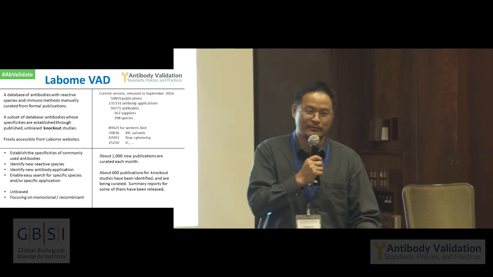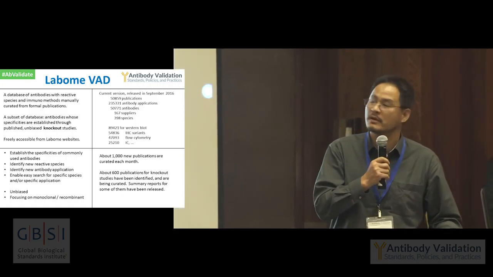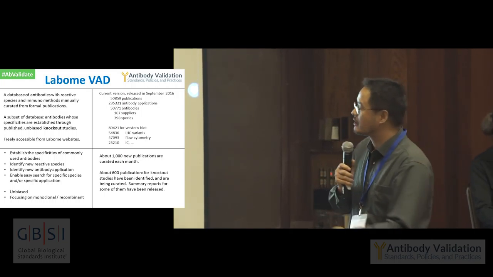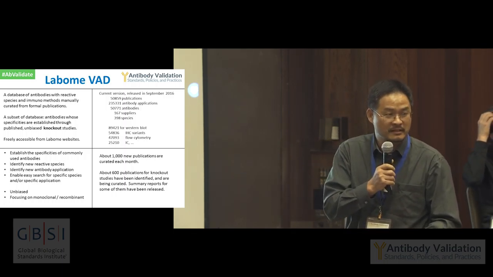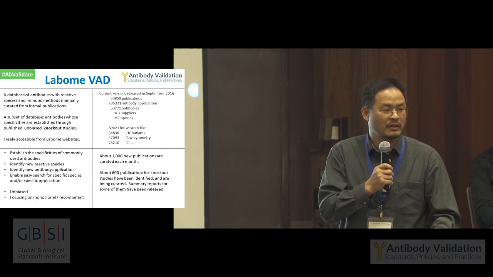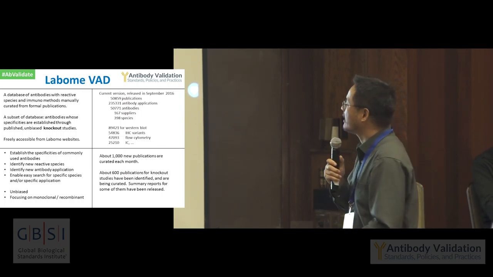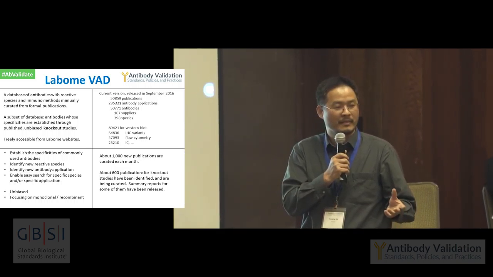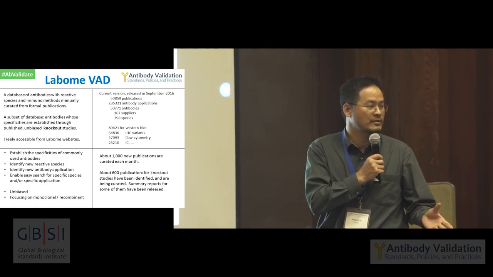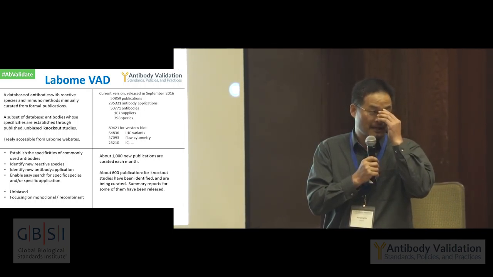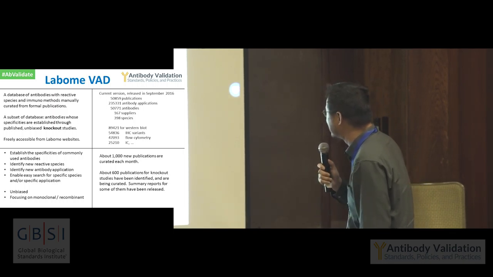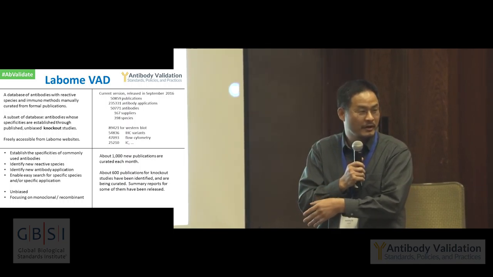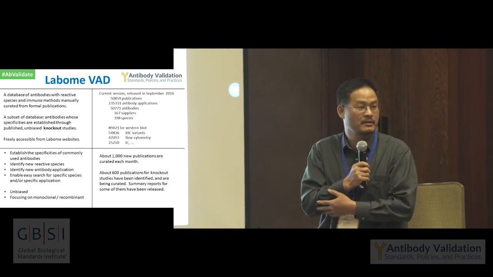I think there are three problems with this antibody reproducibility problem. One is relabeling. The second one is the specificity of antibodies. The third one will be the catalog problem of the polyclonals. And hopefully this database can help identify the specificity of many commonly used antibodies. And the project is still ongoing. We are adding about 1,000 new articles a month.